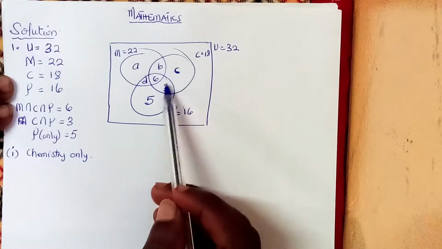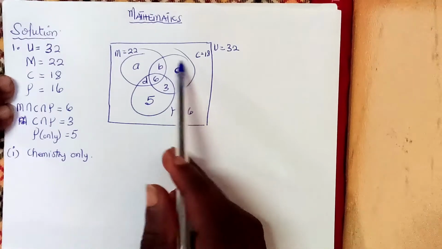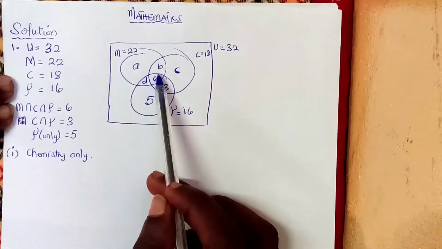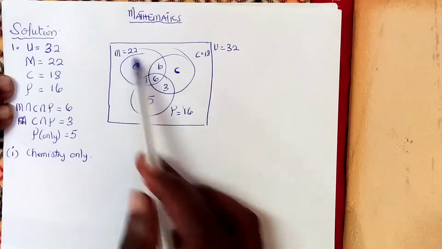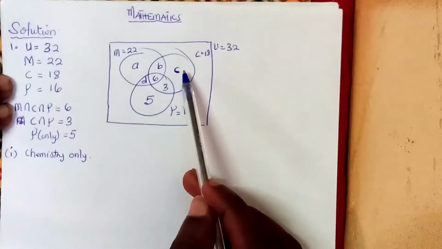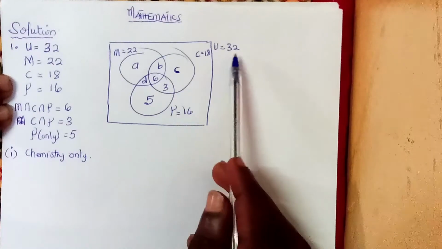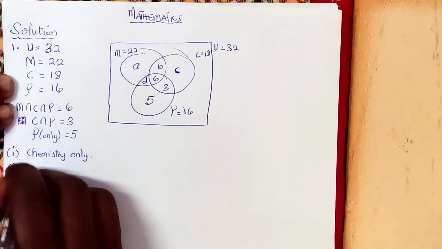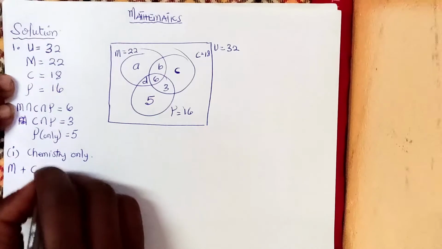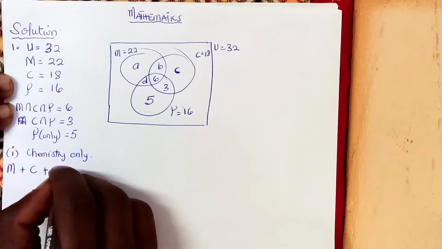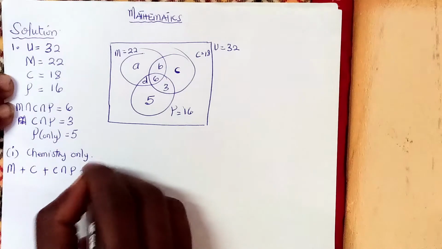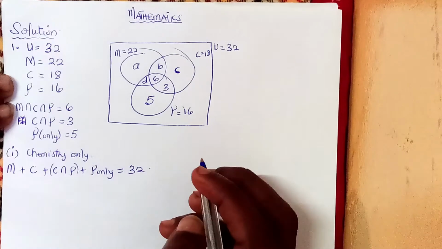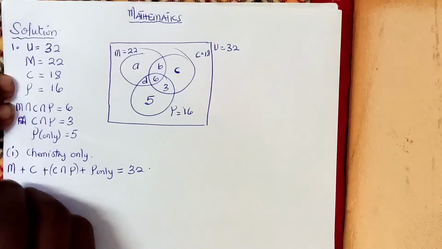In order to find for C, we have to maneuver ways where we can find for C. Therefore, we take this whole portion out by adding them, and the sum of this portion gives us 22. So if we have this portion as 22, that means when we add this, and that of this, we are supposed to get 32. So let's write it. We have mathematics, that's M plus C, plus the intersection, that's C intersection P, plus P only is equal to 32. So now let's put in the figures. The M, that's mathematics, was given to be 22.